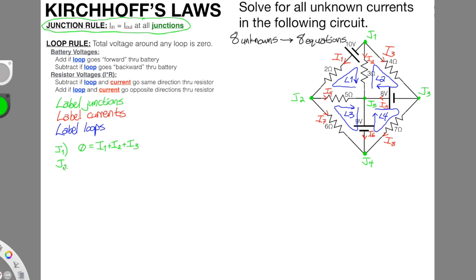Now we repeat this process for other junctions. At junction 2, we have current 1 coming into junction 2 and current 4 and current 7 going out. So we get I1 equals I4 plus I7.